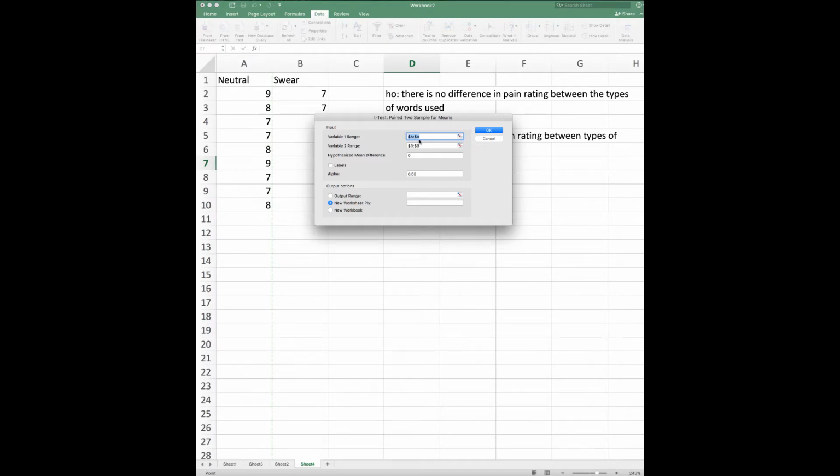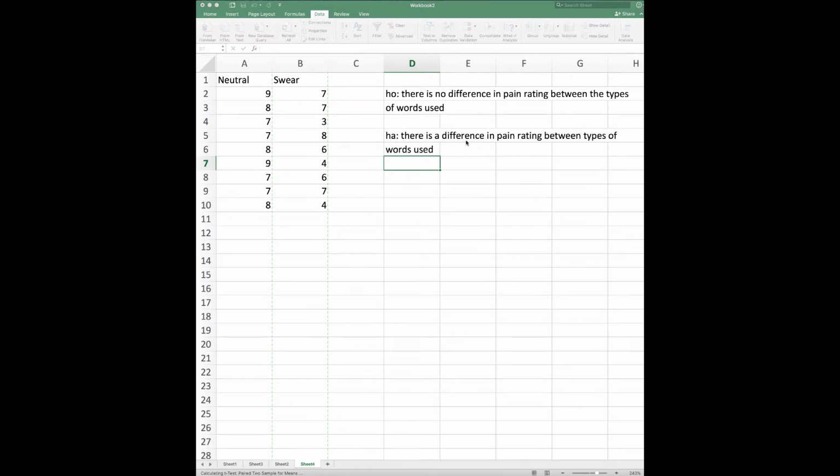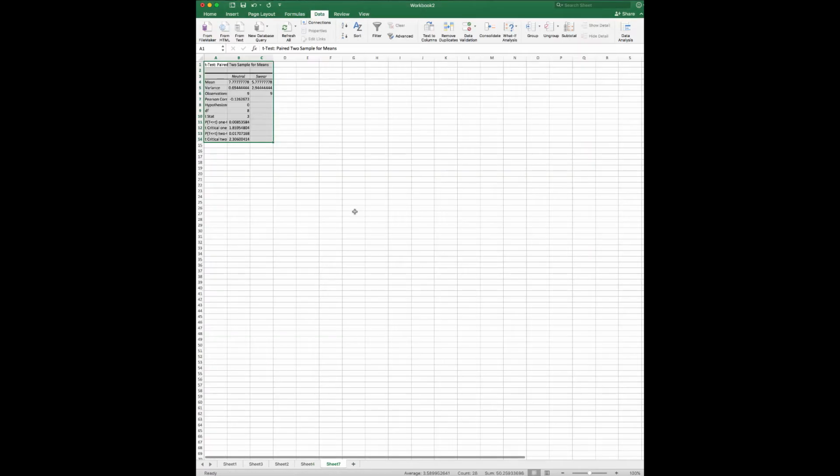Okay, so I can go ahead and in variable 1, I'll put in the neutral by clicking on the letter A. In variable 2, I'll click on B to put in the swear words. My hypothesis mean difference is 0. Again, I'm not giving it a specific difference of rating. And I am going to click the labels button because the first row is labels. The output is created on a new sheet and takes a moment.